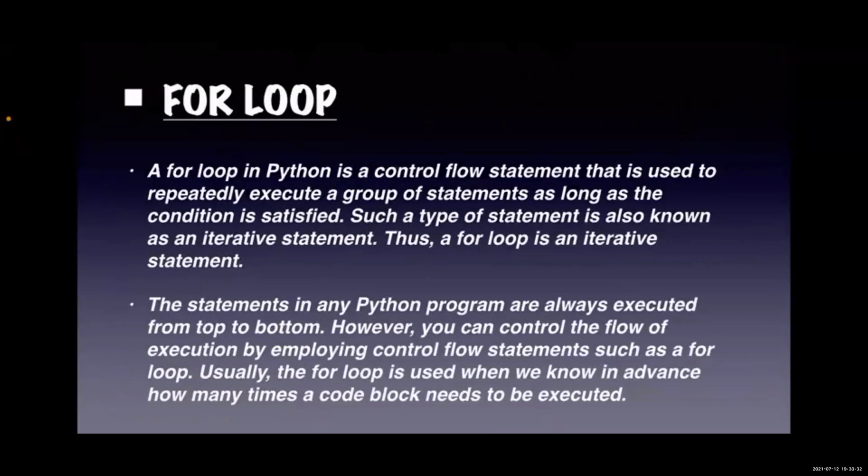A for loop in Python is a control flow statement that is used to repeatedly execute a group of statements as long as the condition is satisfied. Such a statement is also known as an iterative statement. Thus, a for loop is an iterative statement. The statements in any Python program are always executed from top to bottom. So the control flow is executed by employing control flow statements such as a for loop. Usually the for loop is used when we know in advance how many times a code block needs to be executed.